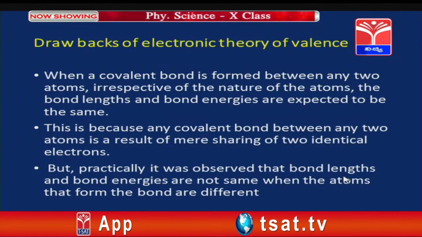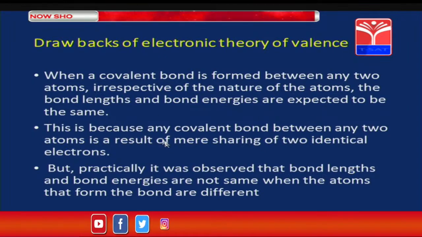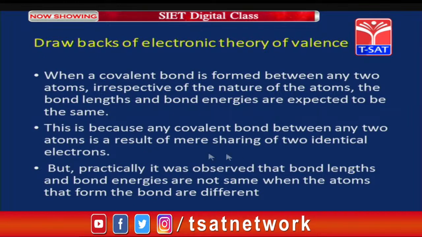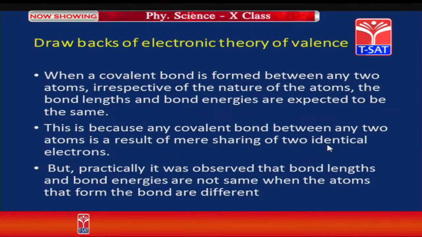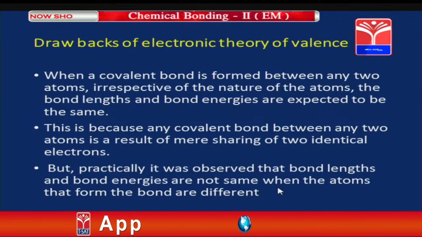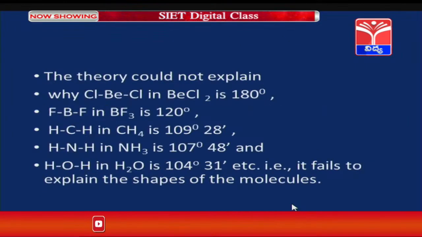So, there are some drawbacks of the electrovalent theory also, children. What are the drawbacks? The bond length and the bond energies were not expected to be the same. Even the atoms which are sharing the electrons were not having the same structure as expected, and practically it was also observed that the bond lengths and the bond energies are not the same, they are different.